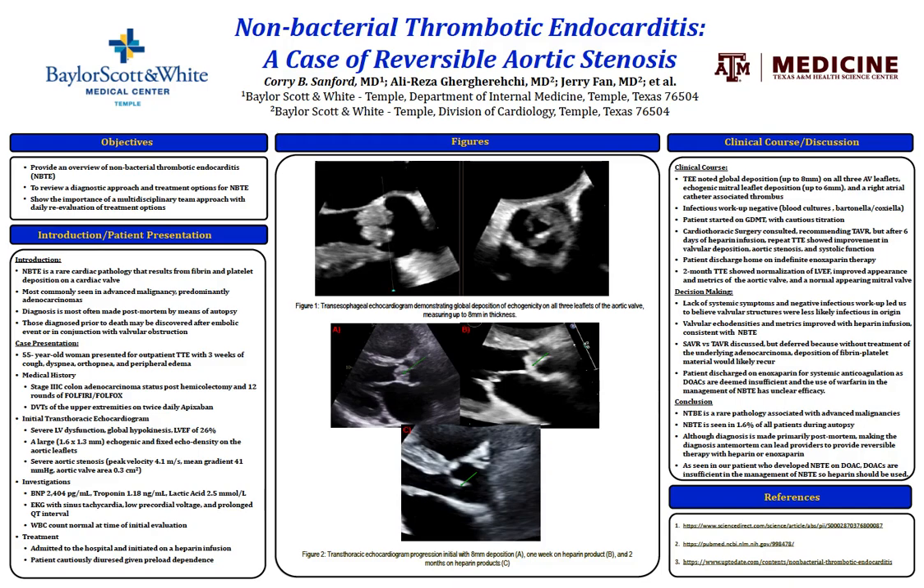Cardiothoracic surgery was consulted and recommended TAVR, but after 6 days of heparin, a repeat transthoracic echocardiogram showed improvement in valvular deposition, aortic stenosis, and systolic function. The patient was discharged home on indefinite enoxaparin therapy. She had a 2-month echo that showed normalization of the ejection fraction, improved appearance and metrics of the aortic valve, and a normal appearing mitral valve.